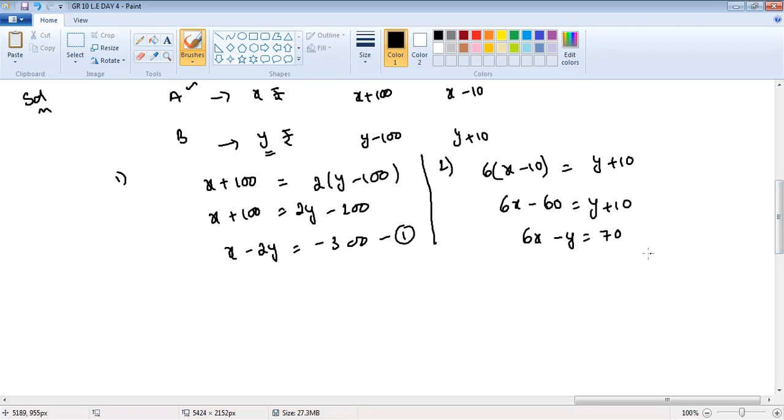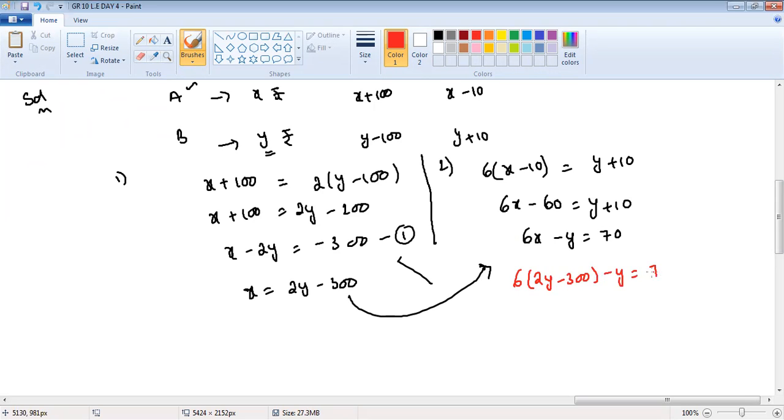Yes, sir. So then what can we do? We can do the elimination method or the substitution method. So let us take x is equal to 2y minus 300. I'm going to do the substitution method. Then it becomes 6 into (2y minus 300) minus y is equal to 70. 12y minus y, 11y minus 1800 is equal to 70. Then 11y is equal to 1870.